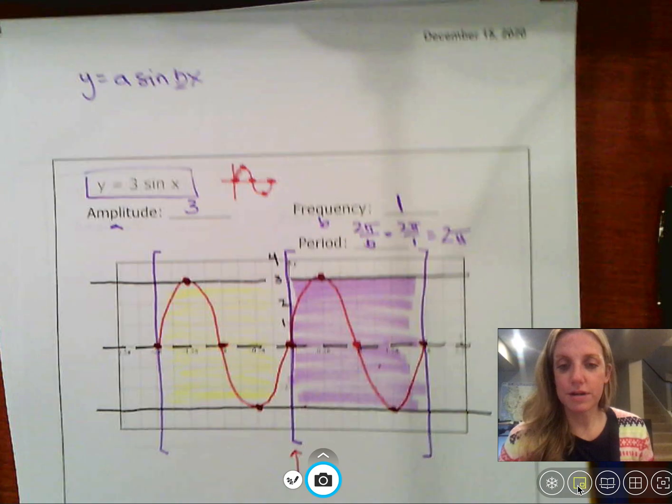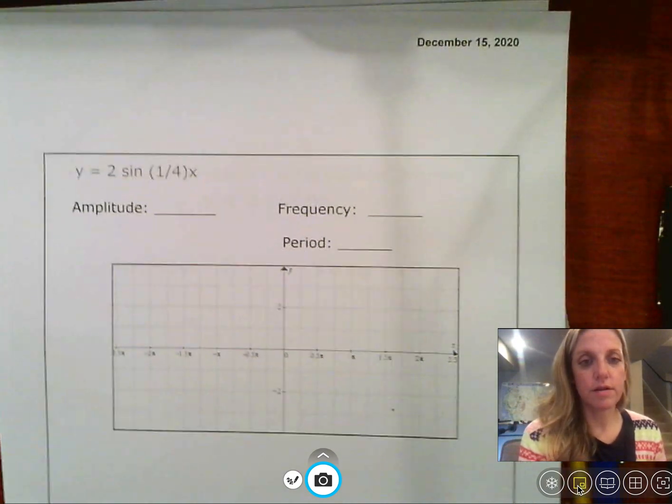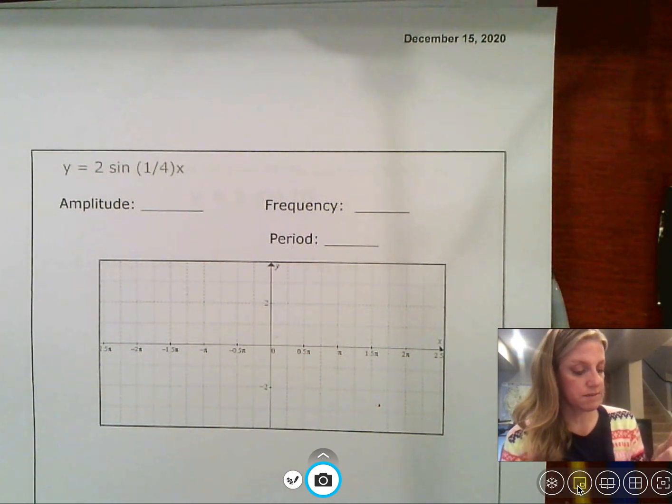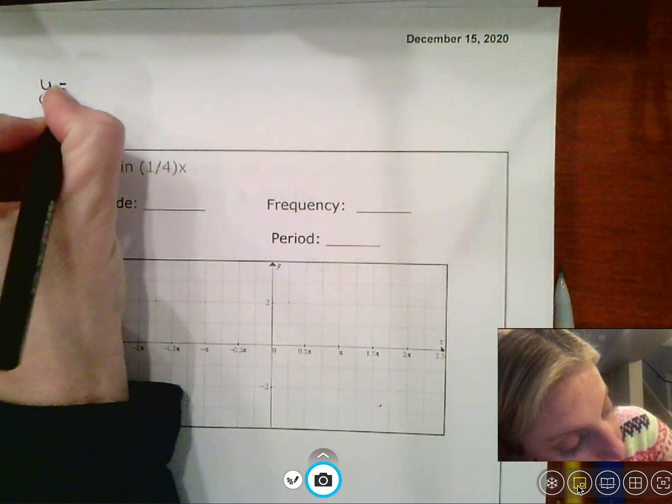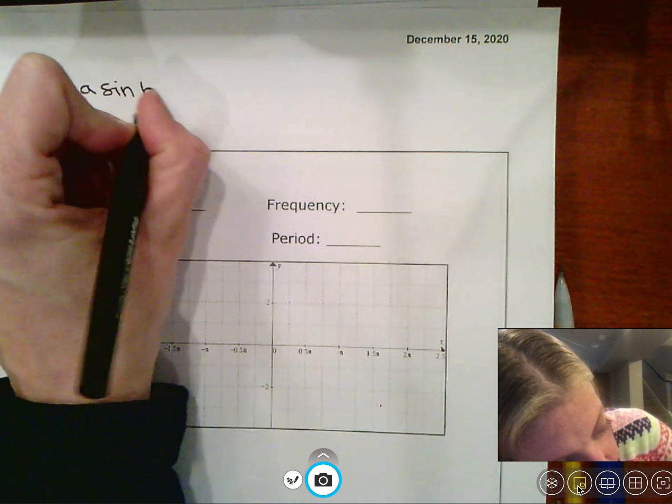All right, I've got one more example for you. This is kind of throwing a lot at you. I hope you're still with me. This will be a great example to have. It's another sine, which I like because we've practiced a couple cosines.